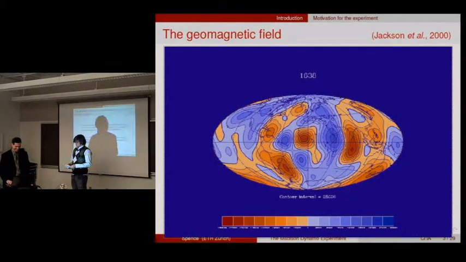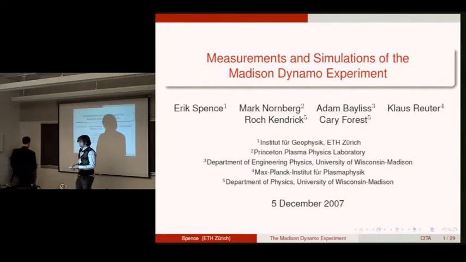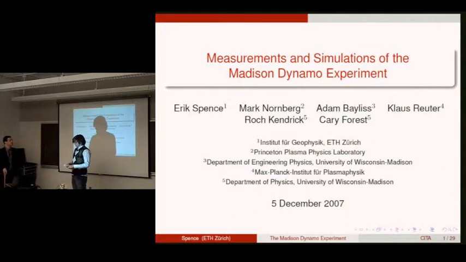So Erik is from Newmarket, Ontario, originally. He did his undergraduate at McGill before going to Wisconsin Madison, where he worked with Cary Forest on the Madison Dynamo experiment. And when he was finished there, he went to ETH Zurich, where he's been since last autumn. And he's been working there on simulations of various liquid metal experiments, amongst other things.